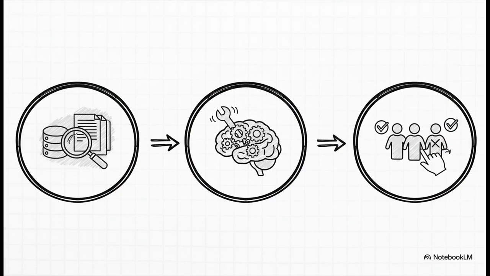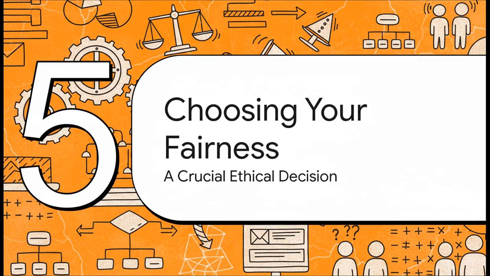So how do you know which one to use? Well, it all comes down to a really practical question. What do you have control over? If you can get your hands on the original raw data, pre-processing is a great option. If you're building the model from the ground up, you can build fairness right into it with in-processing. But if all you get is the final answer from a system you can't see inside, well, then you're limited to post-processing.